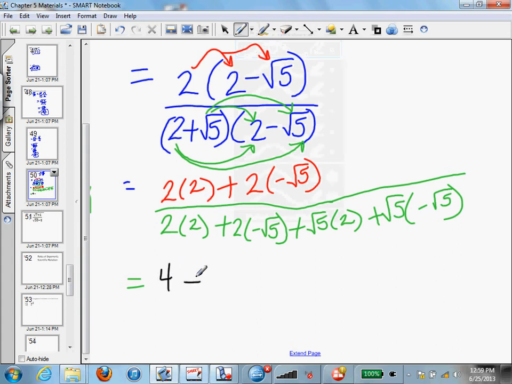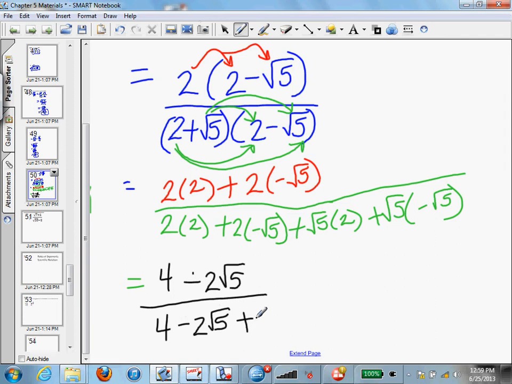So 2 times 2 is 4 on top, minus, because we have 2 times negative square root of 5, so this is what we're left with on top. On bottom we have 4, plus, excuse me, we have a negative 2 square root of 5 plus 2 square root of 5, I should have said 5 for this, and then minus square root of 25.